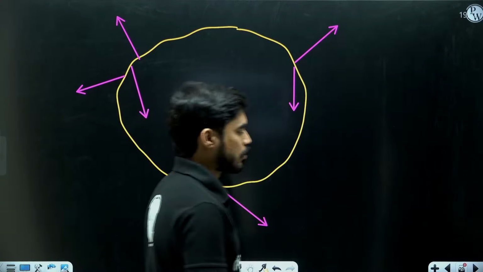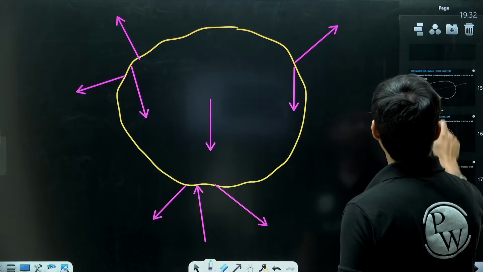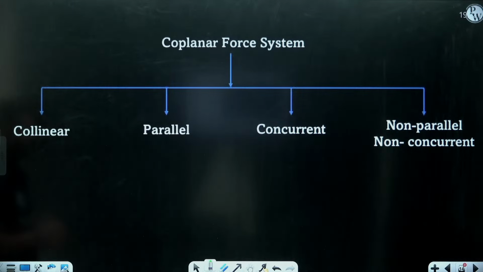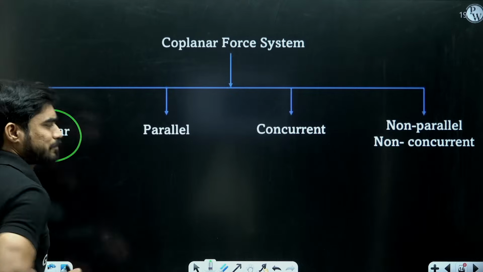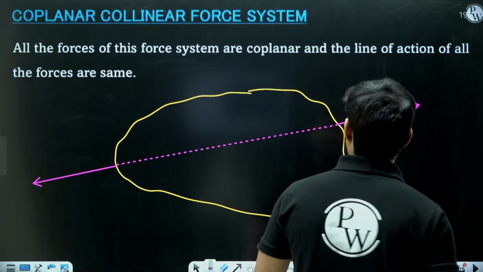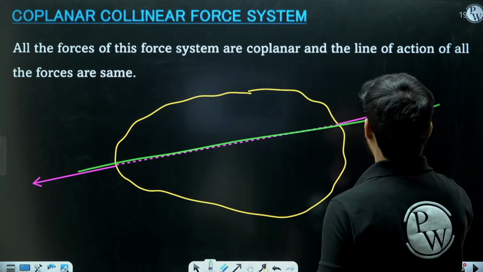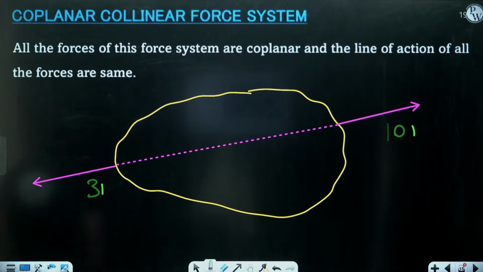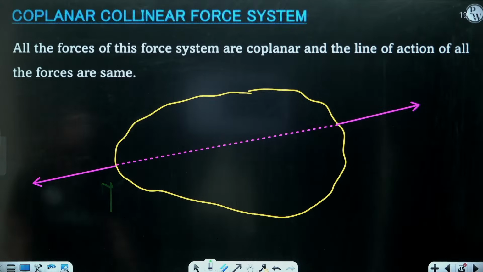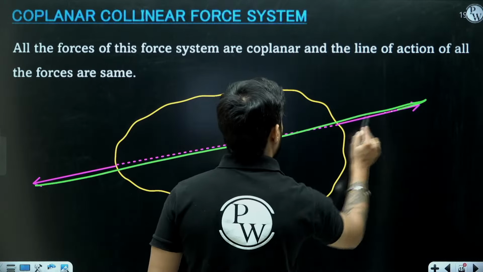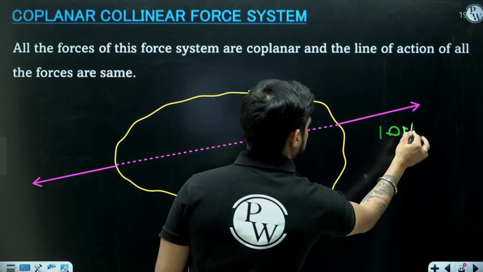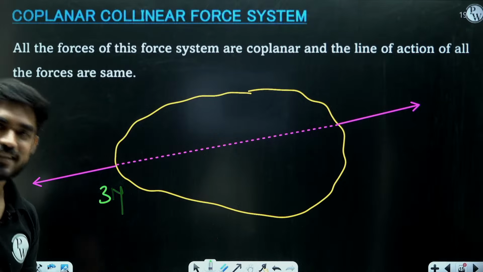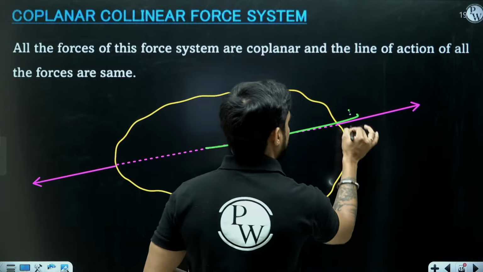Now, in all these force systems, we are going to study how to calculate the resultant. In the case of a collinear force system, it is very easy to find the resultant, because both forces are acting in the same direction. Let's say this is 10 Newton and this is 3 Newton. What will be the resultant? Both are in the same direction, so you can directly add or subtract them. Their resultant will be 7 Newton in this direction.